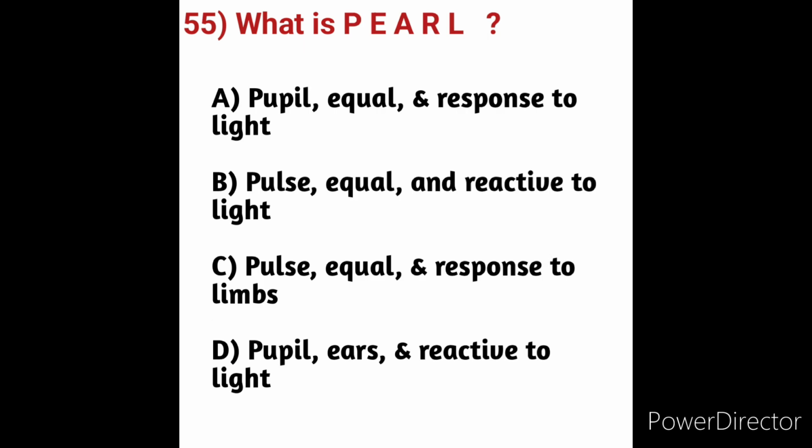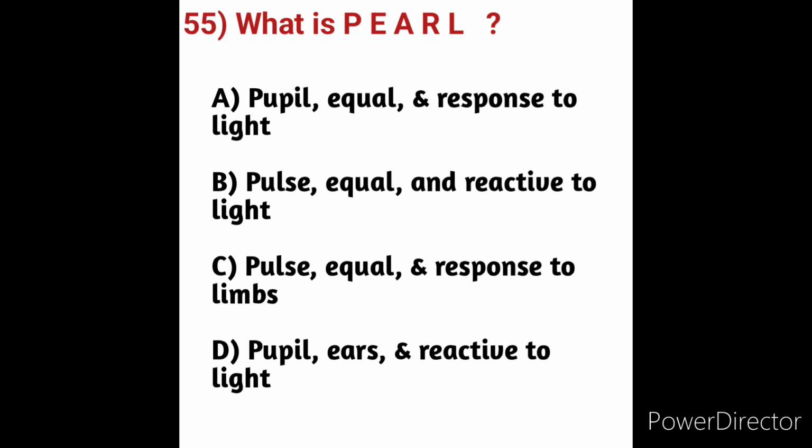What is PEARL? Option A, pupil equal and response to light. Option B, pulse equal and reactive to light. Option C, pulse equal and response to limbs. Option D, pupils, ears and reactive to light. PEARL is the first aid acronym used when assessing head injuries and brain functions. PEARL means pupil equal and reactive to light. So here option B is the correct answer.